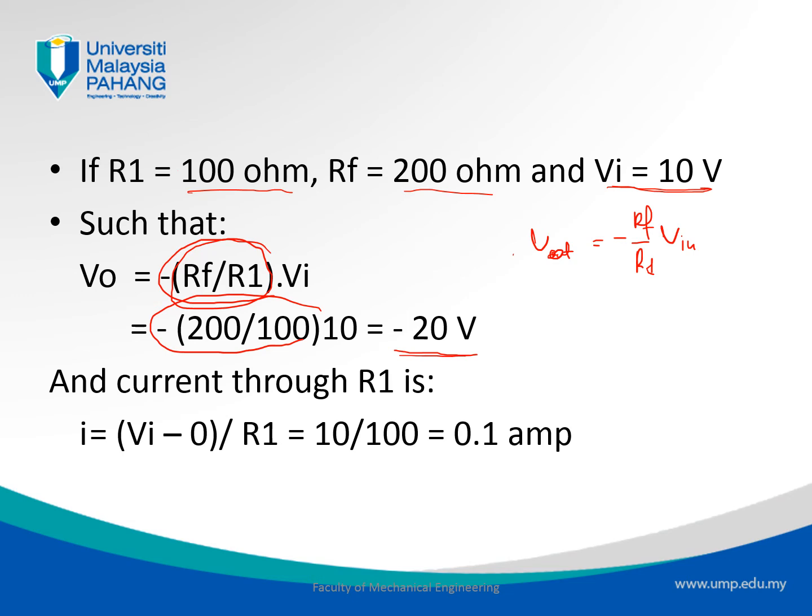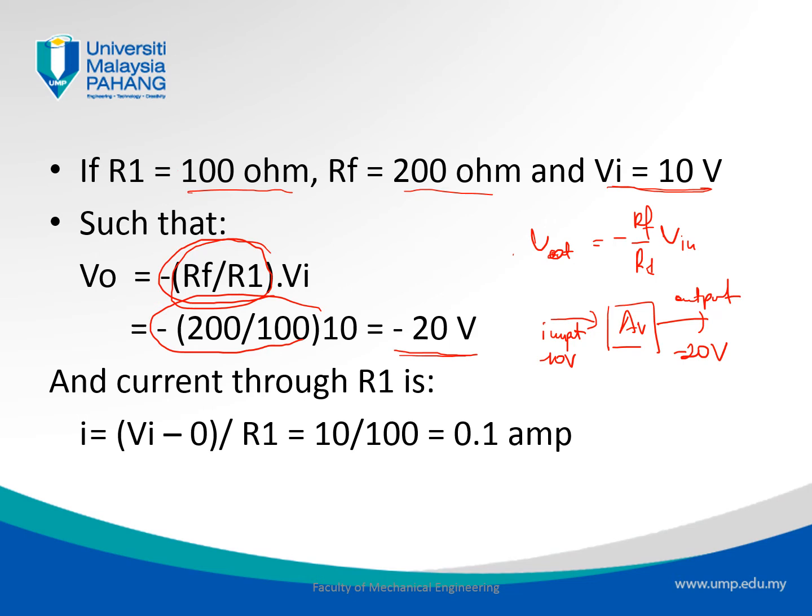So when at input we put 10 volts into the operational amplifier, we will get an output of minus 20 volts, right? So there's a gain of amplification in the middle.